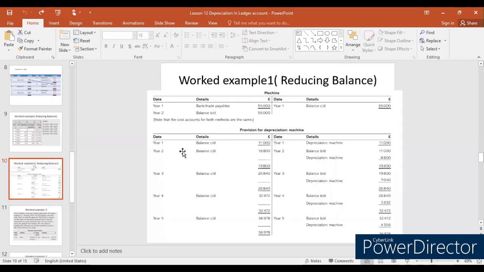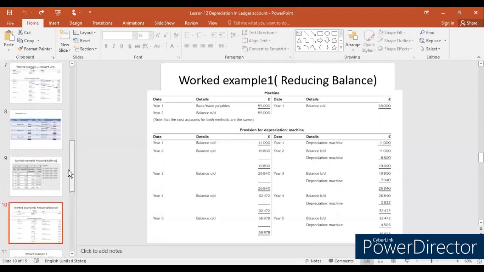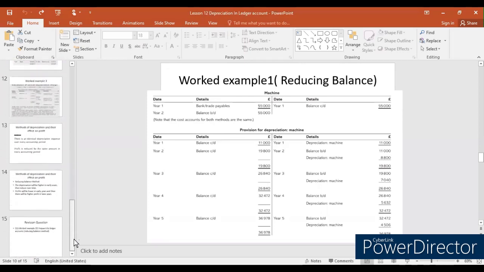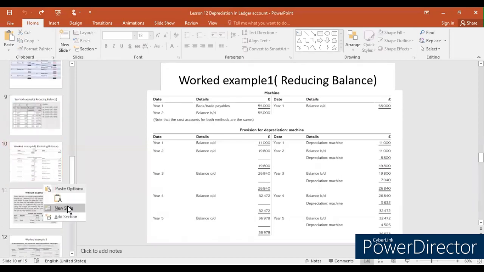The first thing will be the same: the machine. When you bought a machine, machine account debit, bank account credit, and that's the same. Here also they did the same thing. I think it's better if I do it. We'll see whether I have done it. No, I haven't done that one. Therefore, I will take a new slide.